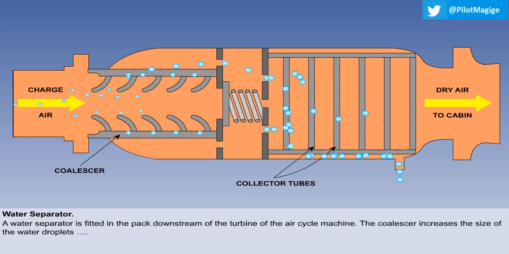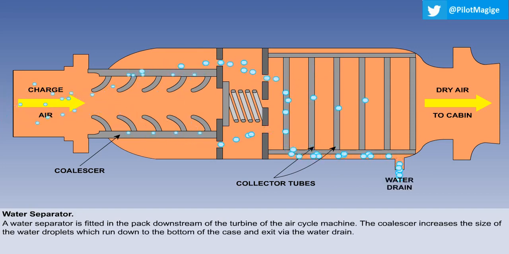When the air leaves the air cycle machine, the water will be in very small droplets, in the form of a fine mist. The purpose of the coalescer is to increase the size of the water droplets. It consists of a filter, normally of coarse wire gauze. The water droplets come together on the gauze, forming larger drops before they are carried through to the second stage, where a swirl is imparted into the air. The centrifugal force throws the water drops outward. When they strike the collector tubes, they run down to the bottom of the case and exit via the water drain.